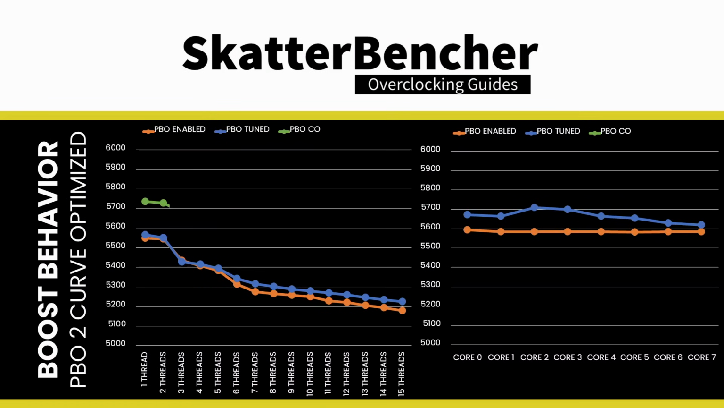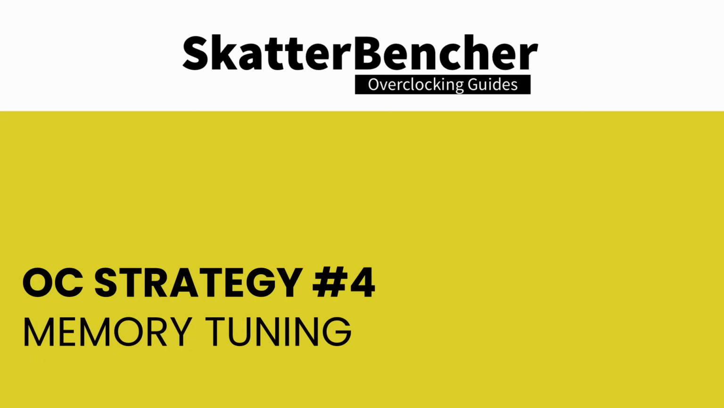The boost frequency at one active thread is about 5735 MHz, and the average boost frequency gradually trails off to 5506 MHz when all cores are active. All 8 cores can boost to nearly 5.8 GHz in single-threaded workloads. In our fourth overclocking strategy, we focus on improving the performance of the memory subsystem.